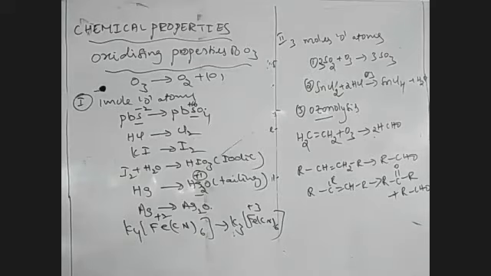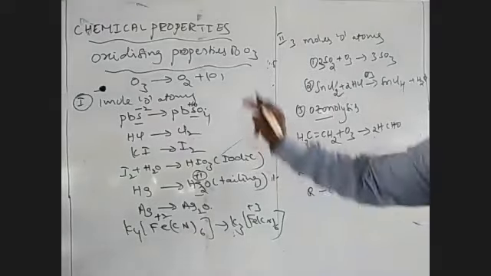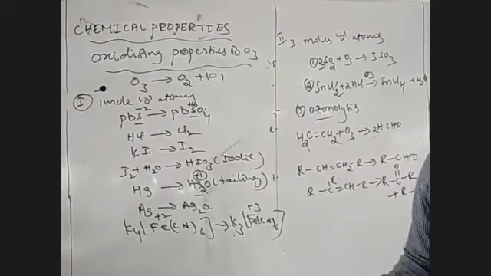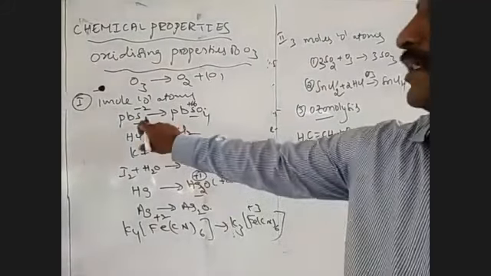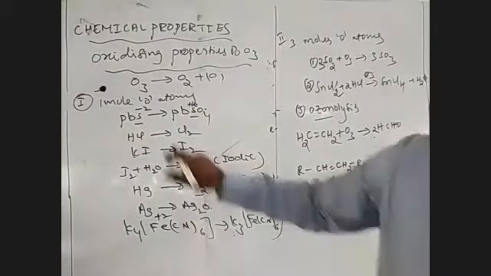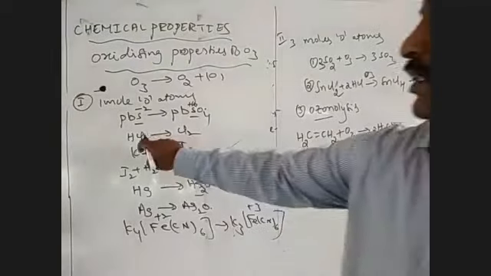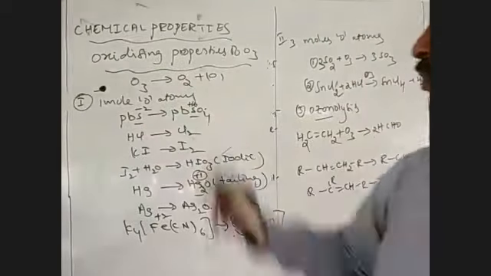So the oxidizing properties of O3 are classified into two types. One is where ozone containing 3 oxygen atoms uses only one oxygen atom for oxidation. In that case, PbS is oxidized to PbSO4: PbS plus O3 gives PbSO4 plus O2. HCl plus O3 gives Cl2 plus O2.